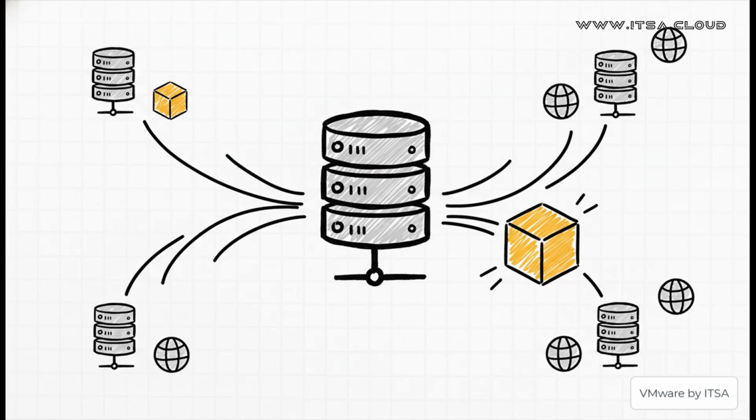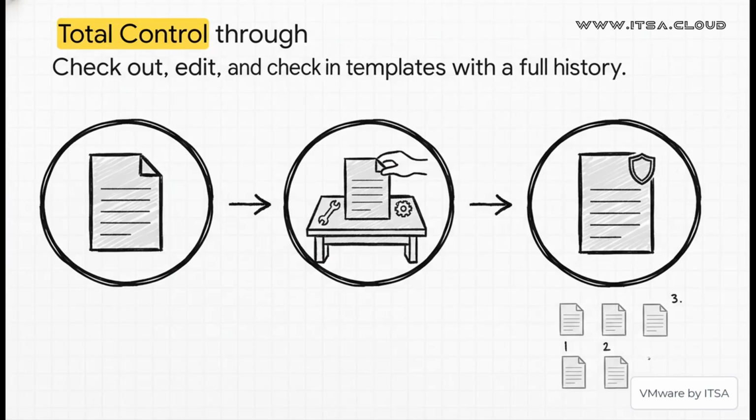Superpower number 2, effortless sharing. This is huge, especially if you manage multiple sites. If you have more than one vCenter server, content libraries make sharing your templates an absolute breeze. You can automatically get your golden images to wherever they need to be, whether that's a different data center or even a different country.